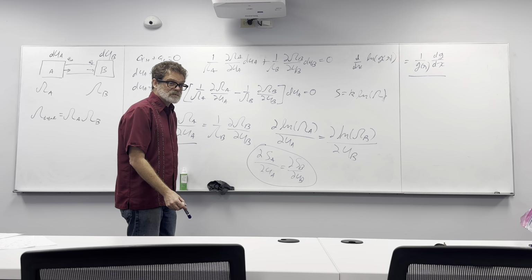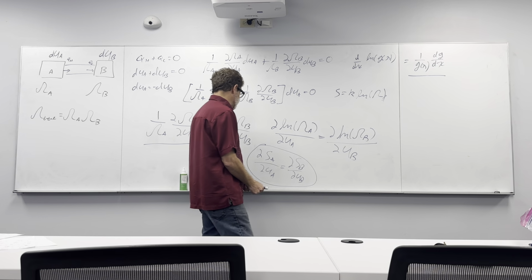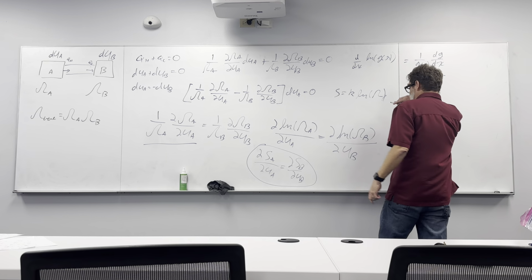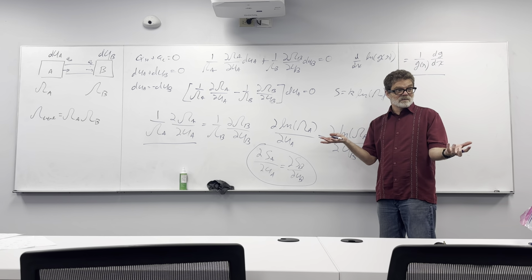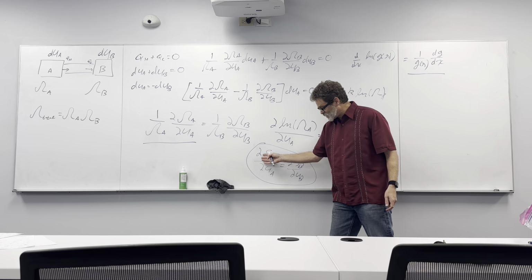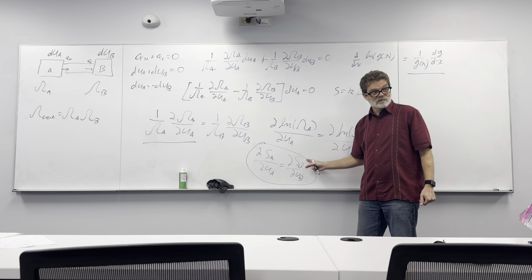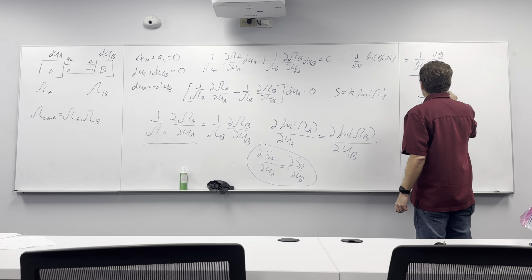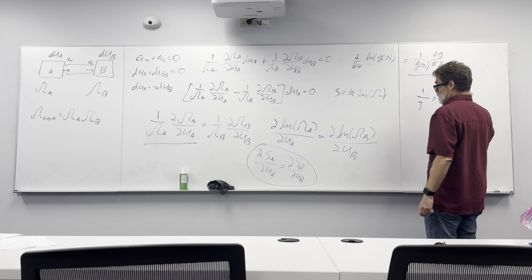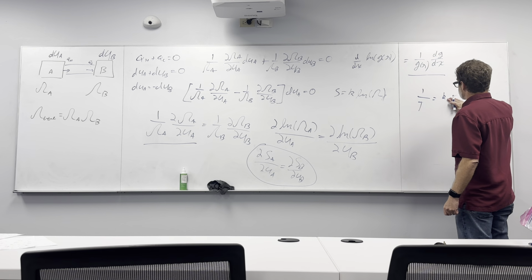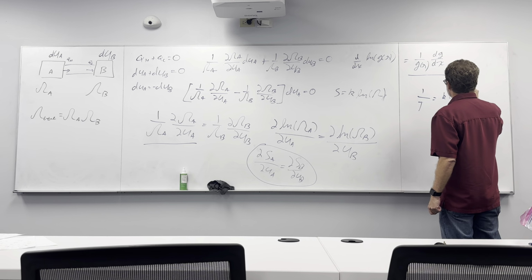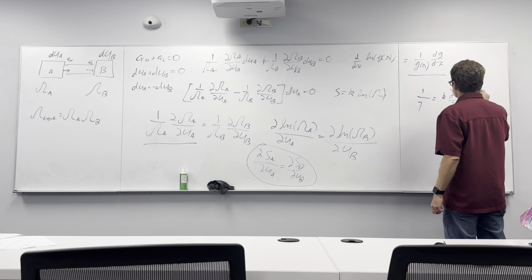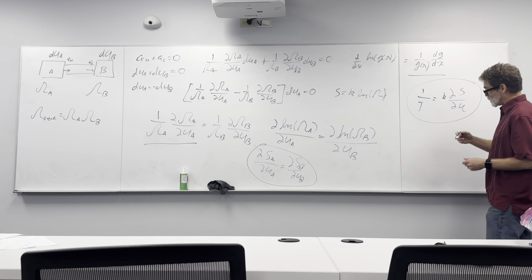Okay. Right? So that's how we get our definition of temperature. Because we say thermal equilibrium occurs when they have the same temperature, temperature has to be defined by this partial. So 1 over T equals k times the partial of S with respect to U. That's how we define temperature.